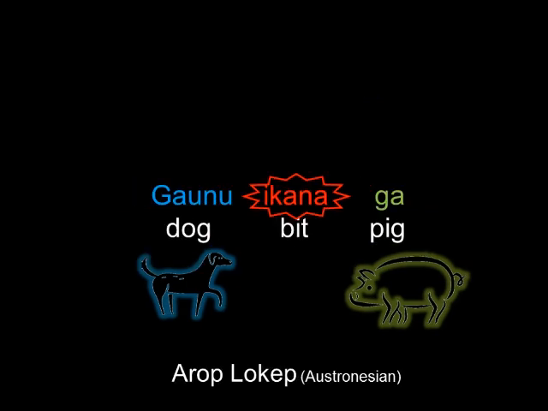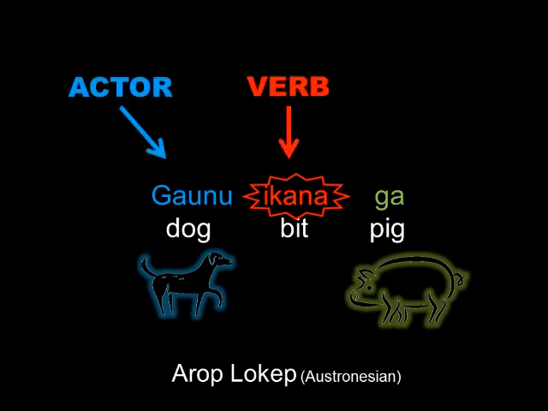Arap Lokep is a language spoken on Long Island in Madang province. The way we describe this situation, "gaunu ikana ga," sounds very different to English and Tok Pisin, but the order is still the same. First we have the actor, gaunu, dog, then the verb, ikana, bit, and finally the patient, ga, or pig.